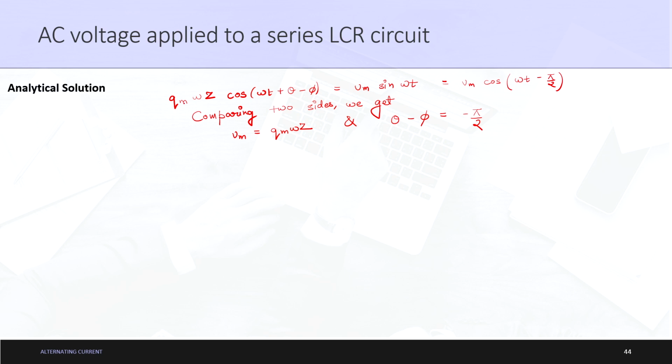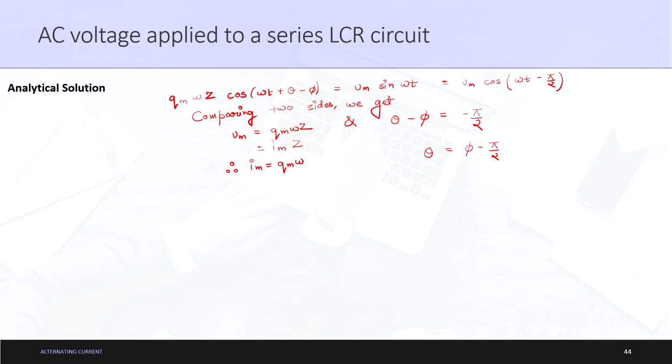Therefore, we will get V m is nothing but equal to q m omega z. Also, I can write this as I m into z, right. Therefore, I m is nothing but equal to q m into omega, correct. And as theta minus phi is equal to minus pi by 2, in another form we can write theta is nothing but equal to phi minus pi by 2.